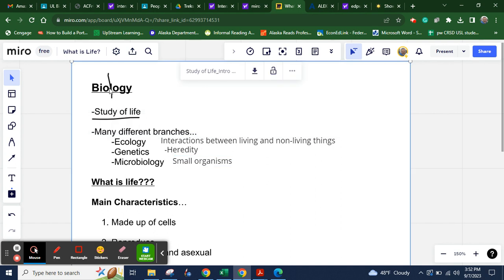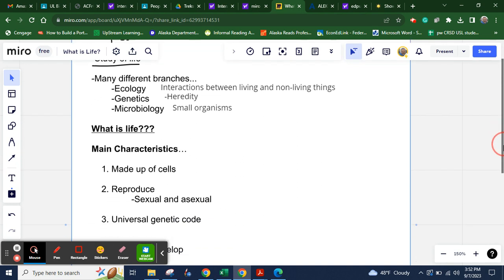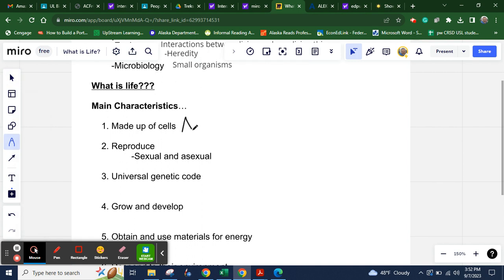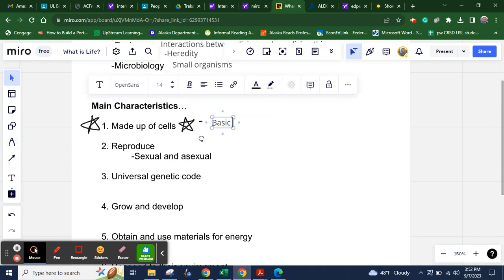Okay, so this year we're going to study biology, but we're going to look at things like genetics. We're going to look at microbiology when we start investigating things. And so one of the big questions that we're going to address first is: what is life? If we look at the main characteristics of life, the number one is that it's made up of cells. This one ties into all the other ones. We'll talk more about these, but really the main thing is the cell, and it's the basic unit of all living things.